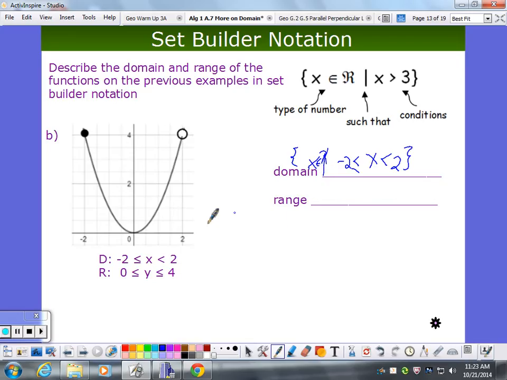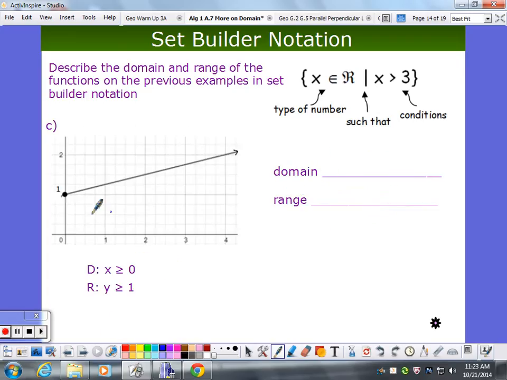Now this one, our range, it's any number between 0 and 4, including 0 and 4. So that was this. How do I turn it into set builder notation? Add some brackets, put a y, and this. You can say this, or you can say this. They are both correct if you put element of the reals. That's it. That's all you have to do.